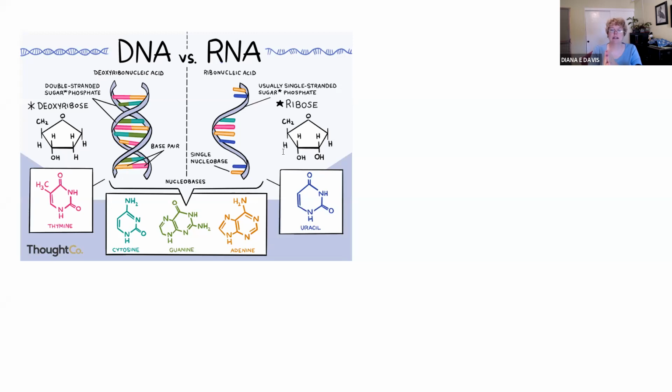So the information on the DNA is transcribed into RNA in the nucleus, and the RNA leaves the nucleus, goes out into the cytoplasm of the cell, and finds a ribosome. And the ribosome is where the synthesis happens. The RNA exits the nucleus, finds a ribosome, and then is going to be translated into a protein.